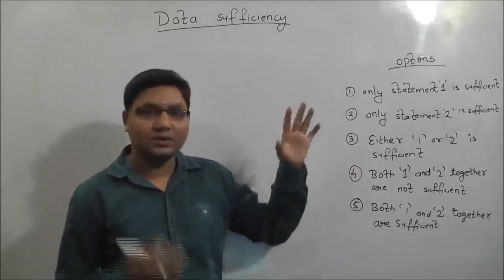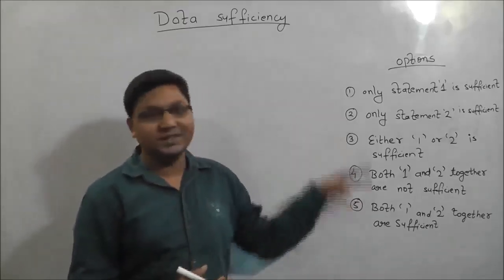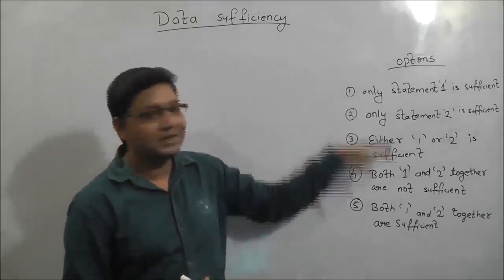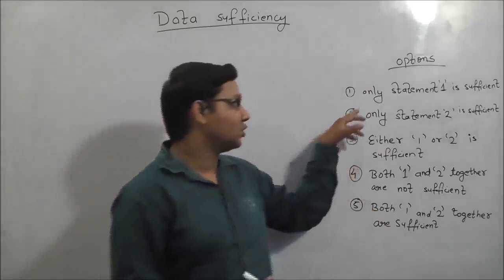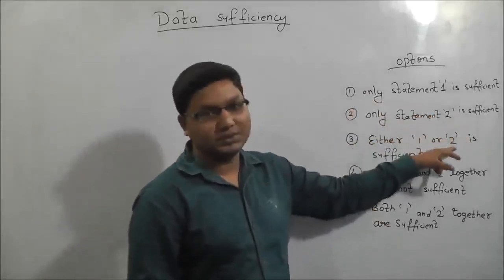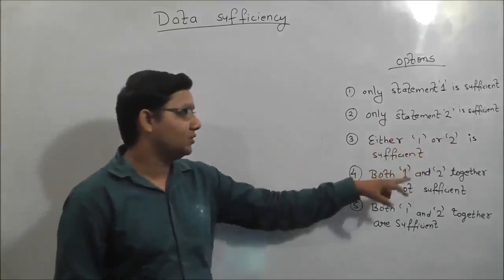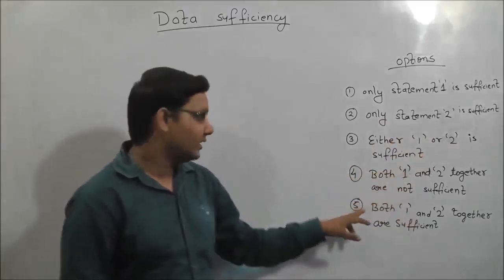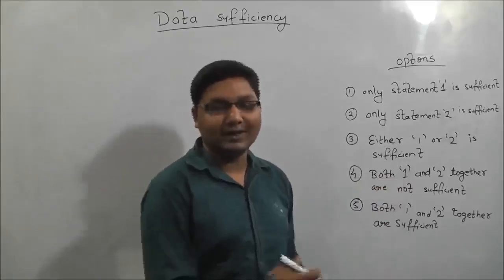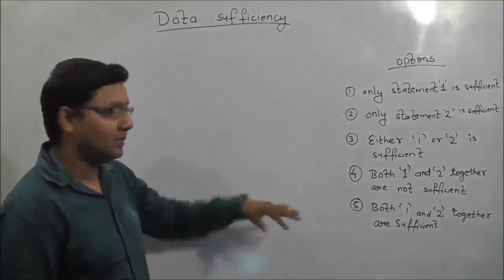We should be familiar with the options, because in the exam we have no time to read them. We have to decrease our time duration, so we should be familiar with the options. The first option is statement 1 alone is sufficient, the second is only statement 2 is sufficient, the third is either 1 or 2 is sufficient, the fourth is both 1 and 2 together are not sufficient, and the fifth is both 1 and 2 together are sufficient. So these are the 5 options. It means 1, 2, either, neither, both. Remember in this way.